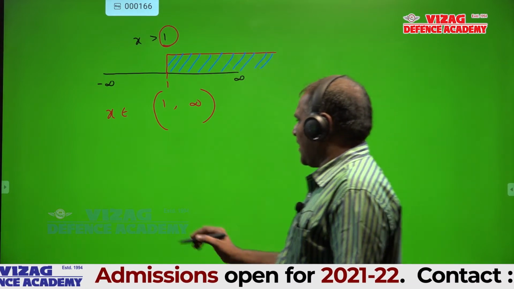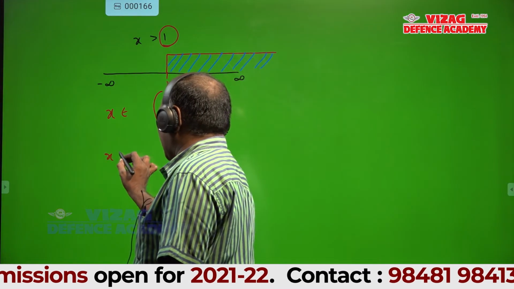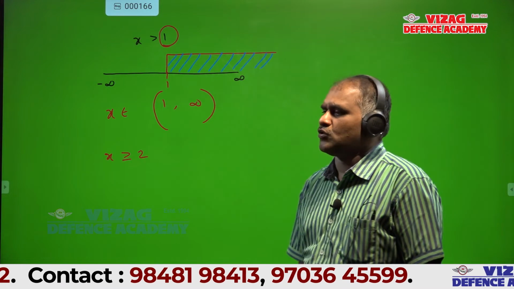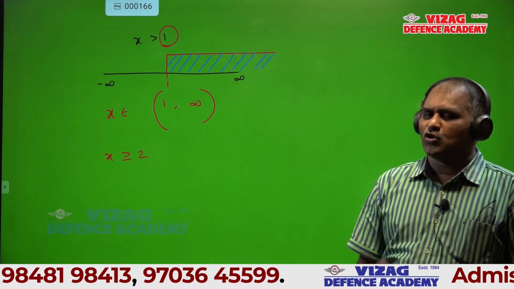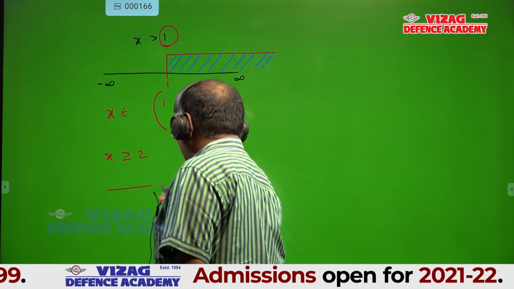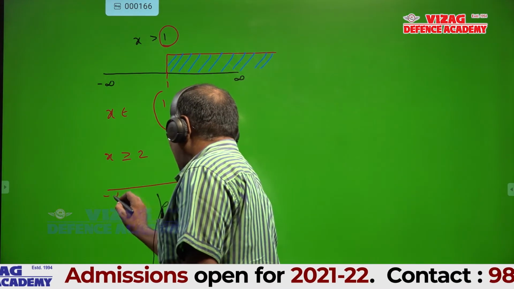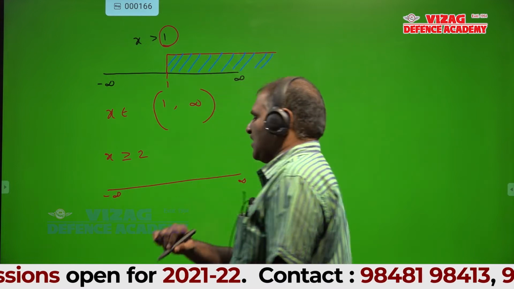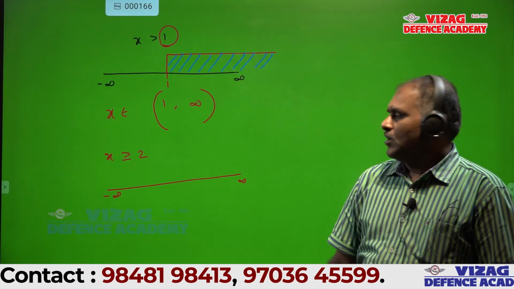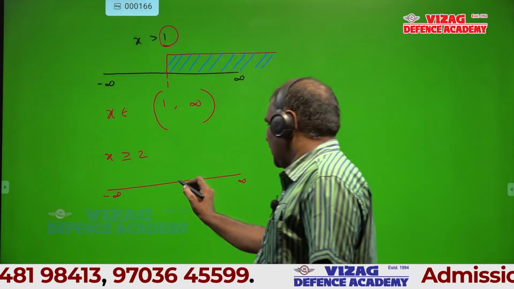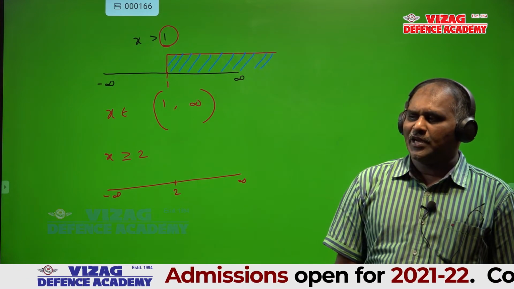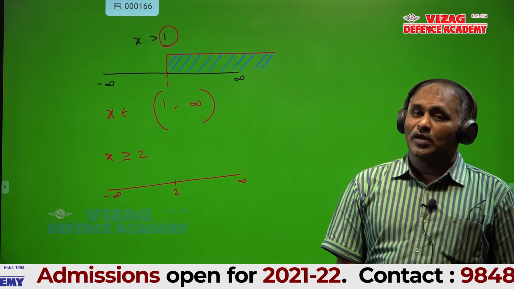Okay. And again, x greater than or equal to 2. How do we find it? Here listen, same number line. What is that number line? Minus infinity to plus infinity. Here what is the number? 2. We indicate here x equal to 2.